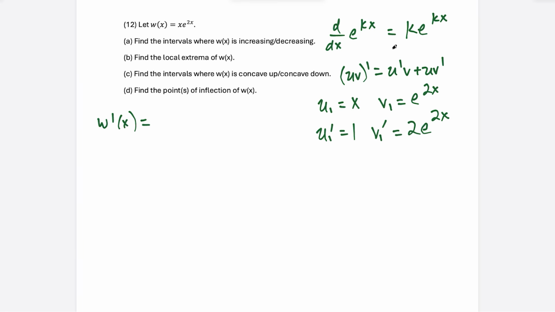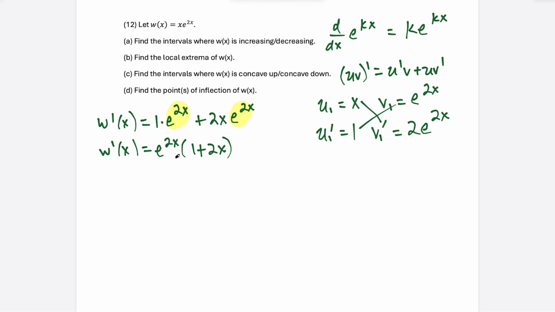So now let's just go ahead and use that product rule. We have u prime times v is 1 times e to the 2x, and then plus we have u times v prime, which gives us x times 2, 2x, e to the 2x. And I wrote it like this so that we could see that when we factor out an e to the 2x here, we are going to be left with, in the next line, w prime equals e to the 2x times 1 plus 2x. Okay, so here is our first derivative.